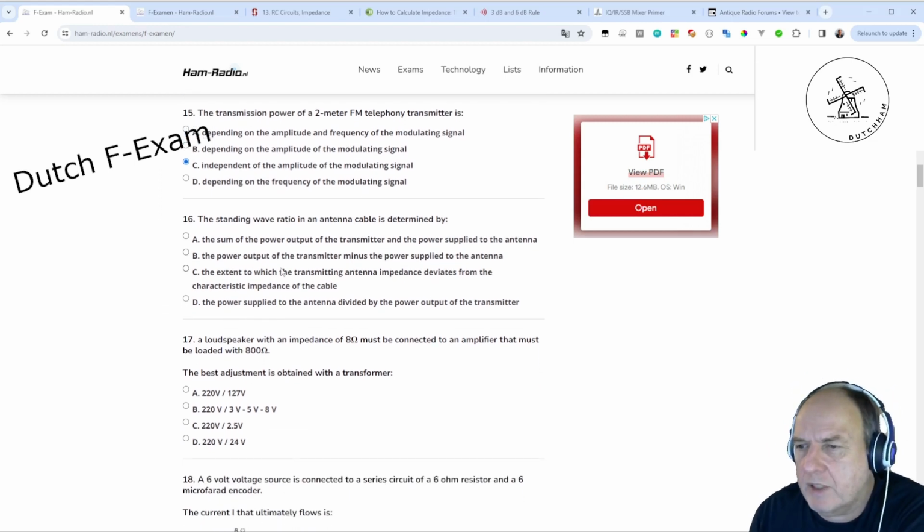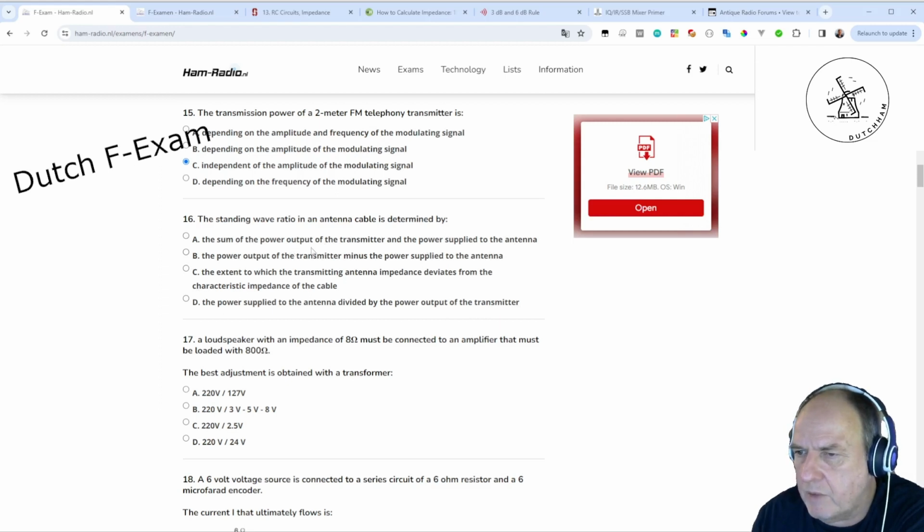16. The standing wave ratio in an antenna cable is determined by the sum of the power output of the transmitter and the power supplied to the antenna. The power output of the transmitter minus the power supplied to the antenna. The extent to which the transmitting antenna impedance deviates from the characteristic impedance of the cable. I guess it comes closer. The power supplied to the antenna divided by the power output of the transmitter. No, that also doesn't make sense.